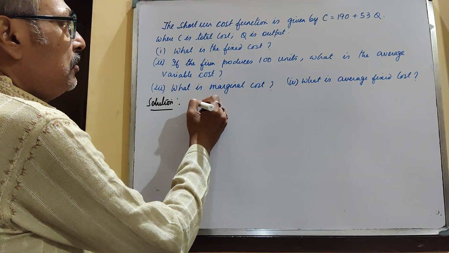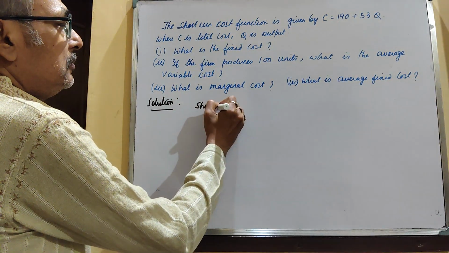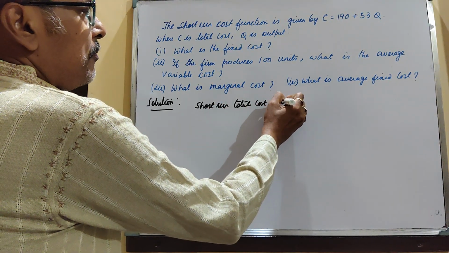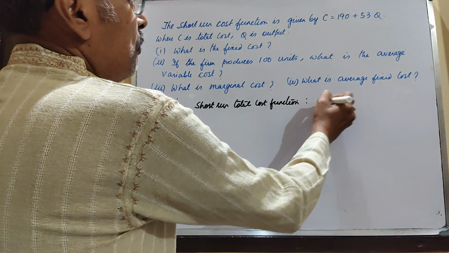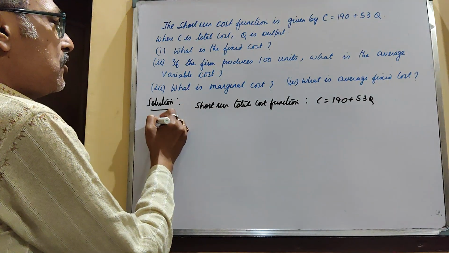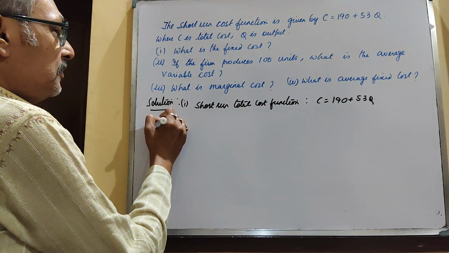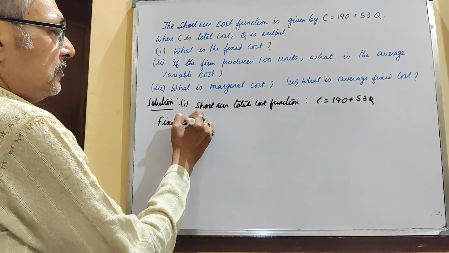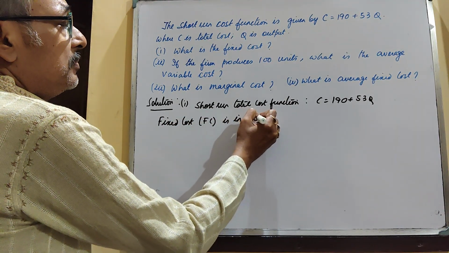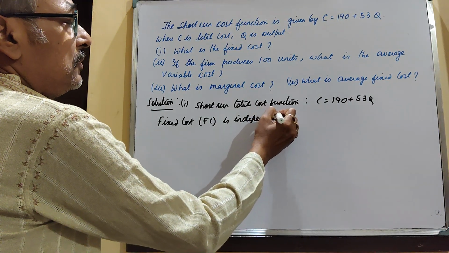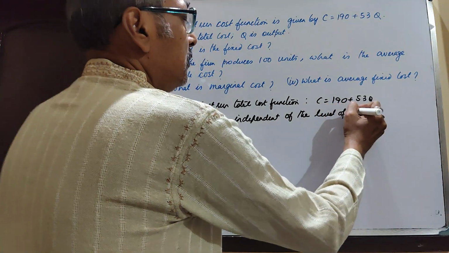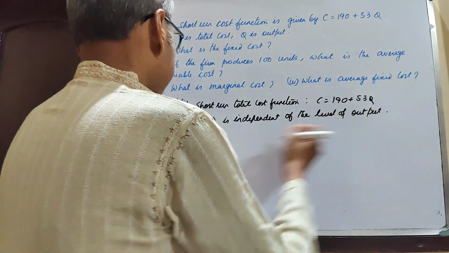Total cost function, short run, C equals 190 plus 53Q. Now fixed cost. Fixed cost, denoted by FC, is independent of the level of output. How to get fixed cost?